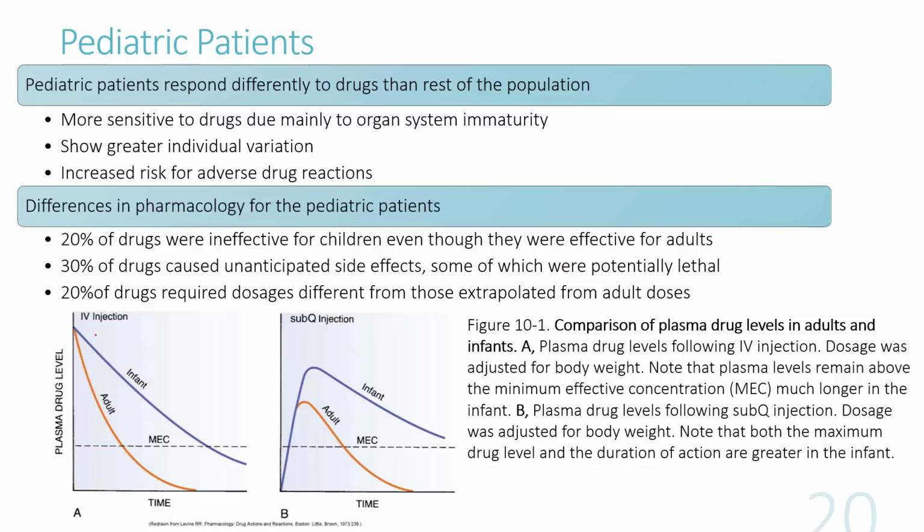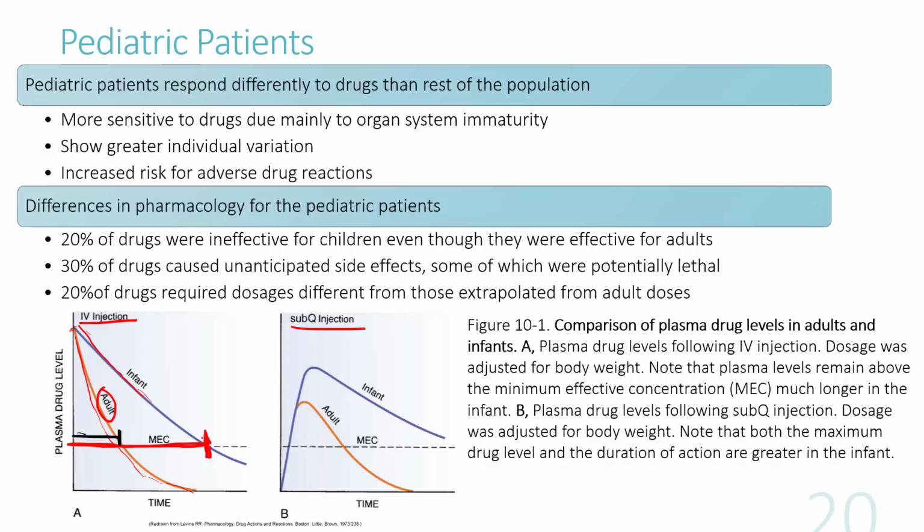So what we have here is two routes of administration, IV injection and sub-Q injection. And so what you see here is the normal profile. So IV injection, there's a lot of drug being injected into the systemic circulation, and then you've got metabolism and excretion happening over time. In an infant, you can see here that metabolism and excretion occurs at a much slower rate. So what happens is in the infant, the drug is above mean effective concentration for that long, whereas for an adult, the drug is only above mean effective concentration for this long.